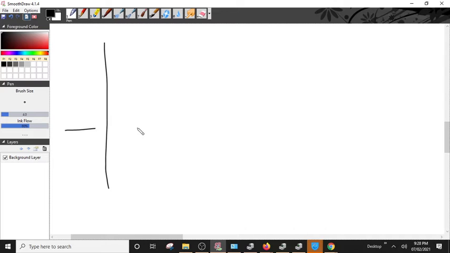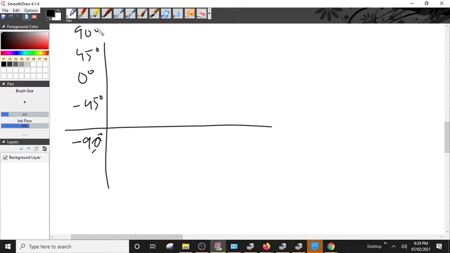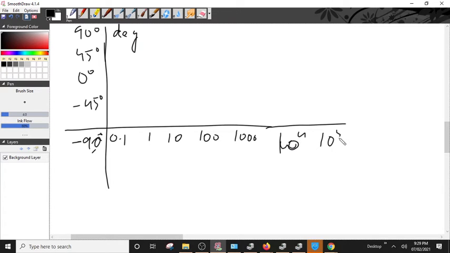So our origin is at minus 90 degree, upper value is minus 45, then we have 0 degree, then we have 45 degree, then we have 90 degree. So in the phase plot, as it is a phase plot, we will have degree here and we will have omega here, right? So we can start it from 0.1, 1, 10, 100, 1000, 10 power 4, 10 power 5.